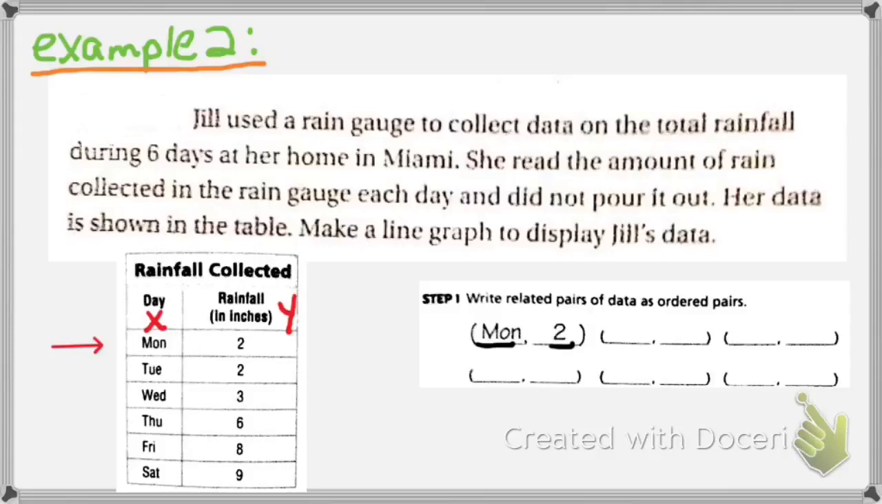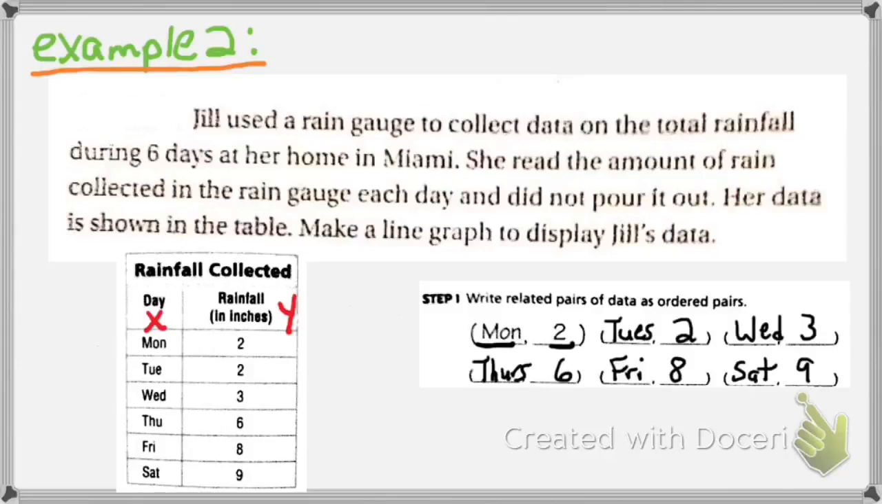I'm going to go ahead and complete the rest of the ordered pairs. So I filled in Tuesday 2, Wednesday 3, Thursday 6, Friday 8, and Saturday 9. I'm done with my ordered pairs. I'm ready to start my line graph, which of course I do on graph paper.